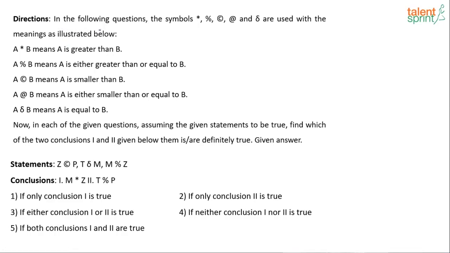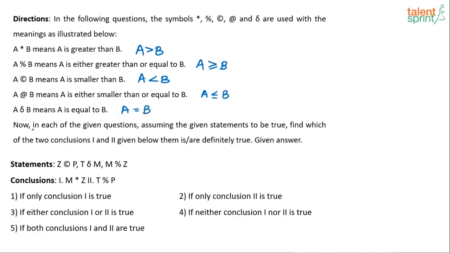Look at the directions. In the following questions, the symbols asterisk, percentage, copyright, @ and eta, if I'm not wrong, are used with the meanings as illustrated below. So this star or asterisk means A is greater than B, right? Just make a note of it. A is greater than B. Then second one, A percentage B means A is either greater than or equal to B. Then A copyright B means A is smaller than or equal to B. And the last one means A is equal to B.